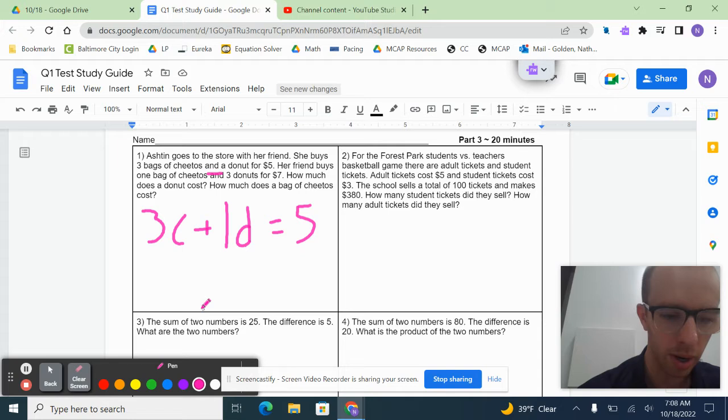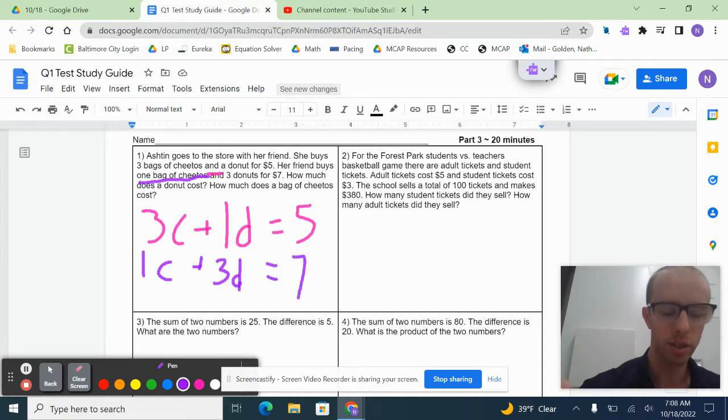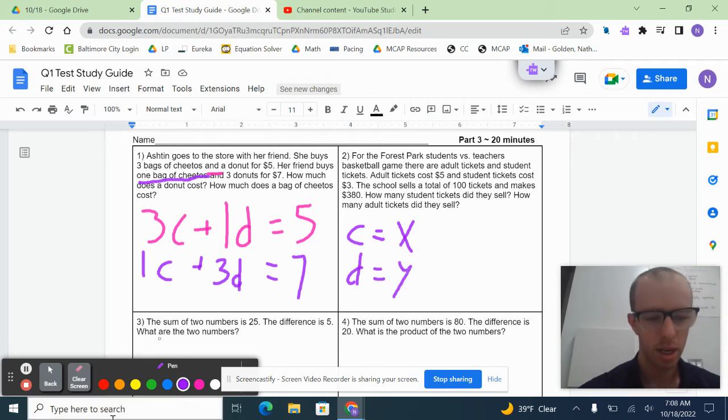I'm going to create a second equation for her friend. Her friend buys 1 bag of Cheetos, so that's going to be 1C, and 3 donuts, 3D, for $7. So now I have my 2 equations, all right? I can plug into Desmos from here, but Desmos is not as smart as me and you. It can only read X's and Y's. I'm going to say C equals X and D equals Y.